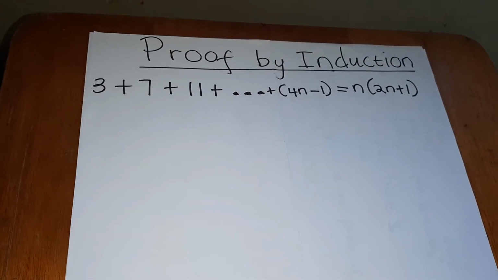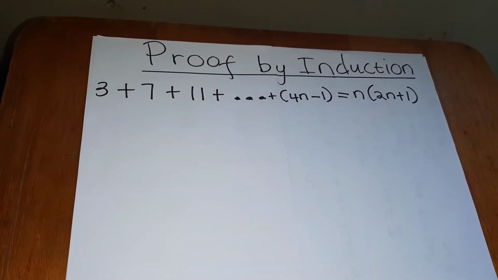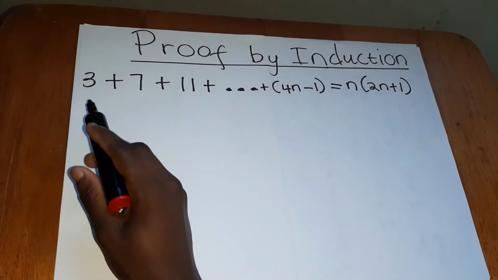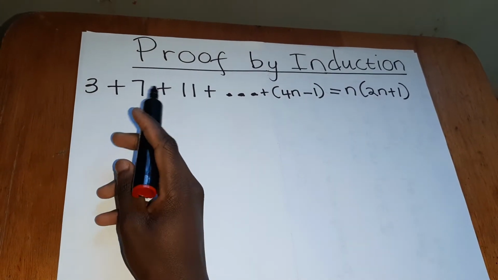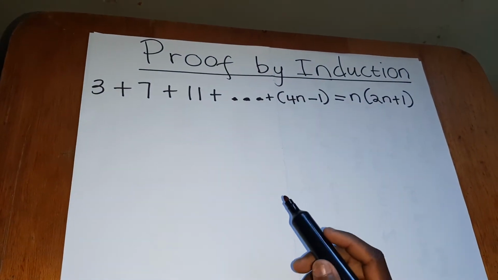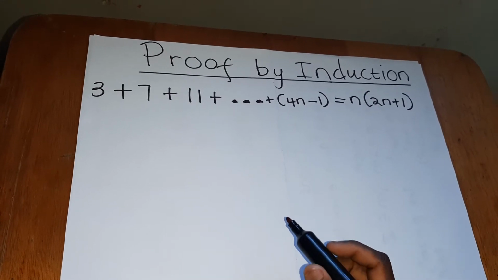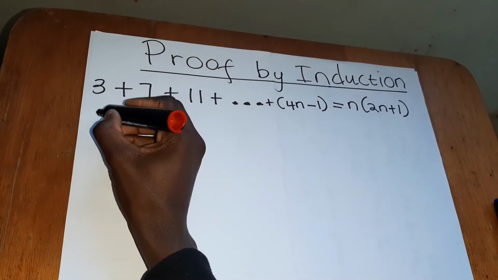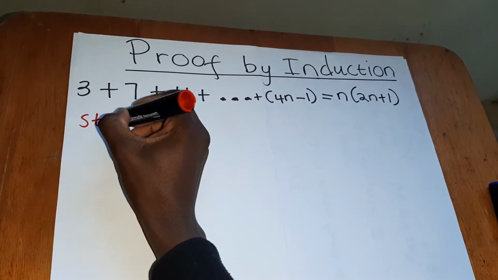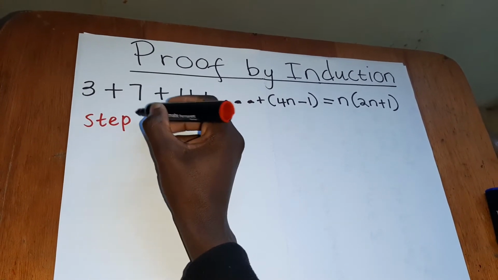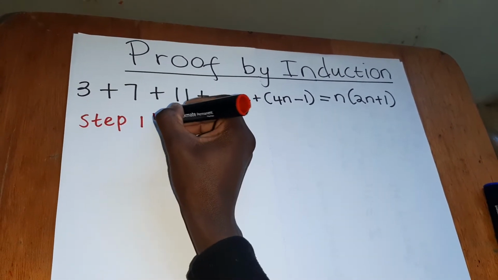Hello guys, in this video we want to prove by induction. So this is what we have: 3 plus 7 plus 11 plus ... plus 4n minus 1 is equal to n multiplying 2n plus 1. We have 3 steps in induction.